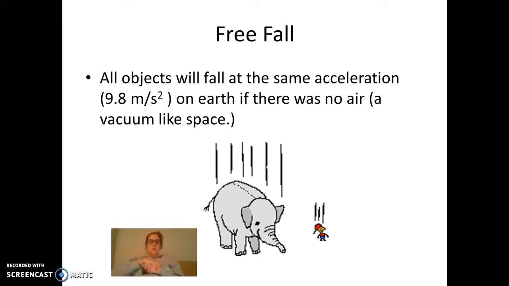So if an object is in free fall, it's going to accelerate at a constant rate, which on Earth is about 9.8 meters per second squared, which means every second that you fall, you go 9.8 meters a second faster. So the longer that you fall, the faster you're going.